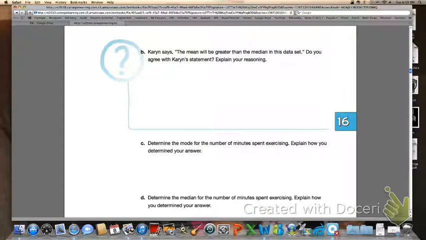So hopefully you're thinking back to what we talked about in problem number 1. Karen says the mean will be greater than the median in this data set. Do you agree with Karen's statement and explain your reasoning? So based off of the dot plot that you constructed in letter A, let's talk about what you discussed with your group members.